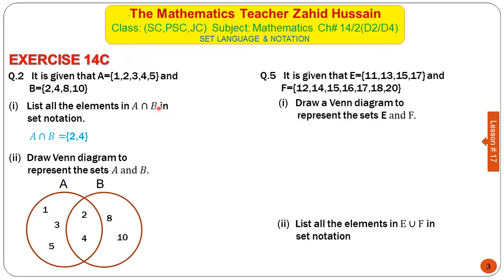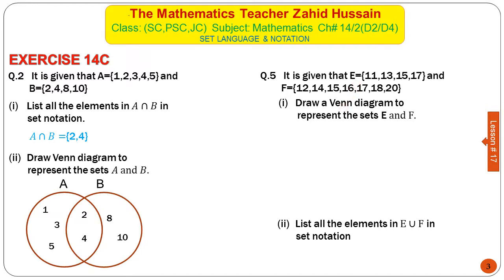Question number 5 is, again two sets are given and you are asked to draw the Venn diagram first. To draw the Venn diagram from the given sets, we will look whether the sets are disjoint, intersecting or subsets. Which of these elements are common in this set? It is 15 and 17. 15 and 17 of E are in F. So these two sets are intersecting, that is overlapping sets.